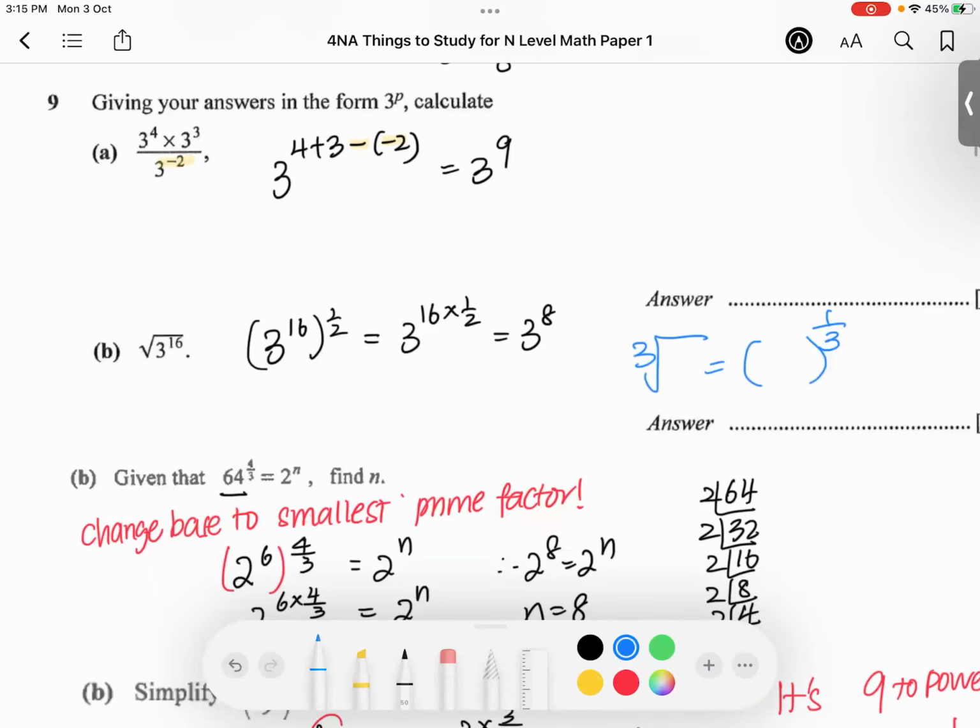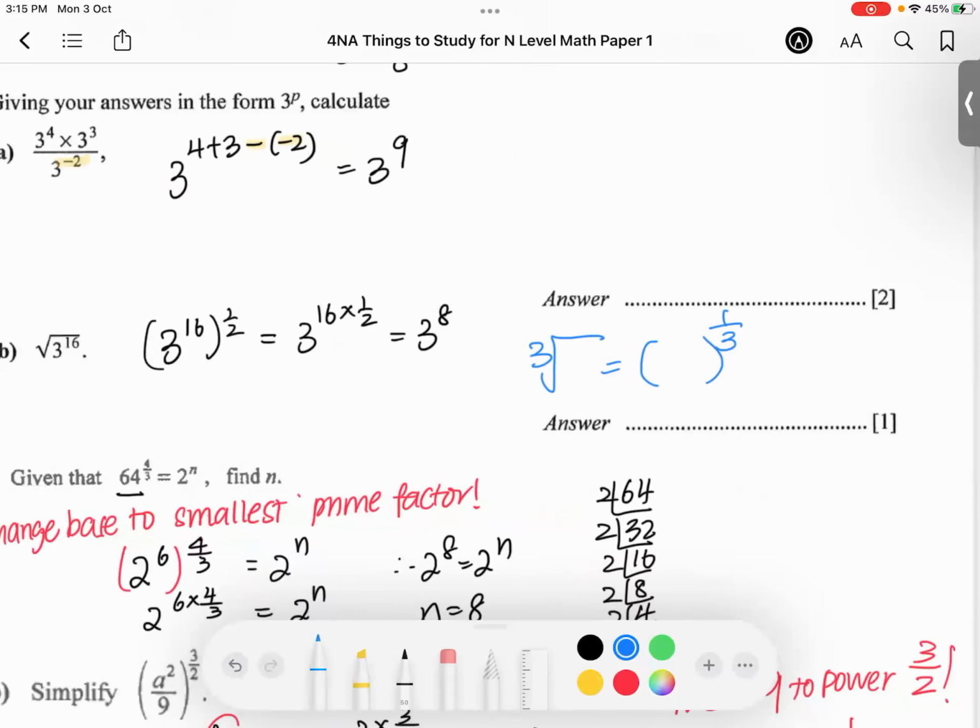Okay, so if I give you like that, what is this?